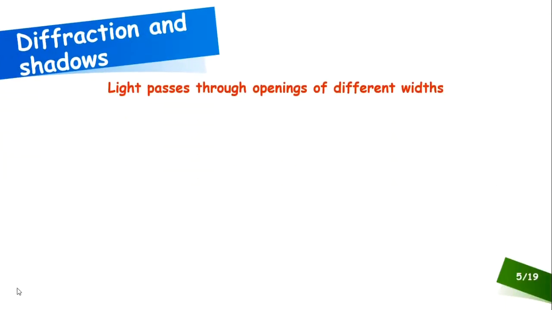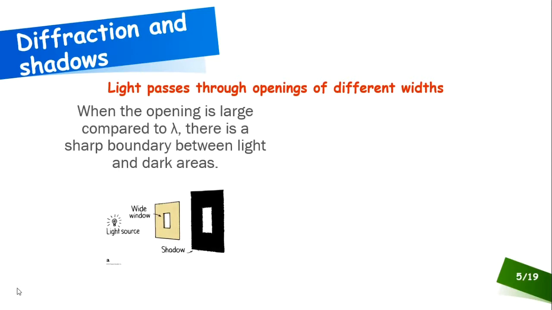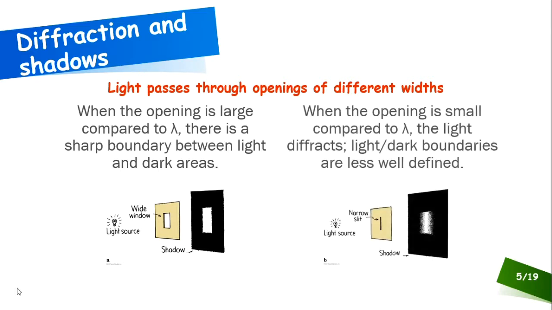Light will pass through openings of different widths. If the width of the window that we're passing our light through is large compared with the wavelength of the light, then there's going to be a sharp boundary produced in the image between light and dark areas. However, if the opening is small compared with the wavelength, then the light is going to diffract, and you get that bending effect, and so the boundaries between light and dark areas in the image on the other side become less well-defined because of that diffraction effect.